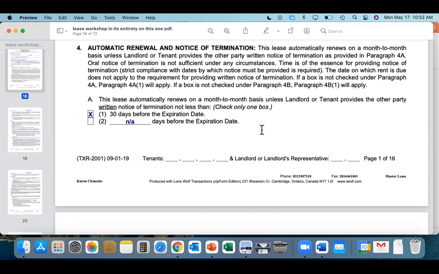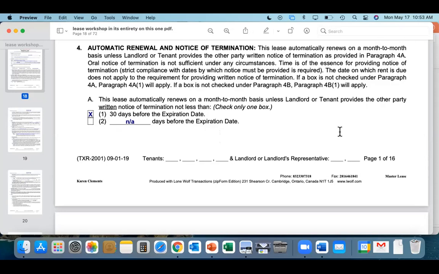A, this lease automatically renews on a month-to-month basis unless landlord and tenant provide the other party the written notice of termination. And then this is where we can say 30 days notice or 60 days notice. A1 is typical 30-day. We would use A2 if we wanted 60 days notice. So the landlord says, hey, I'm only going to take a year rental. I want to sell my house at the end of this thing. So he might say, I'm going to give 60 days notice.